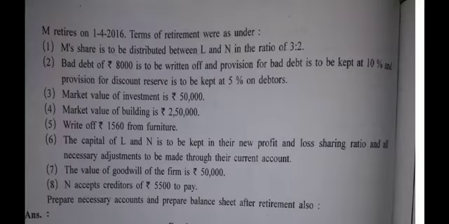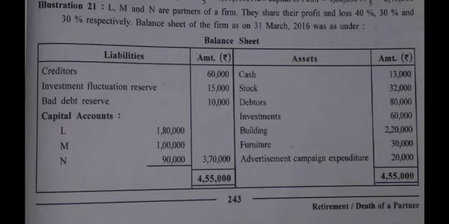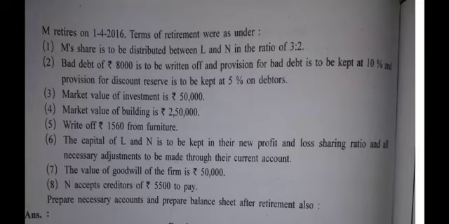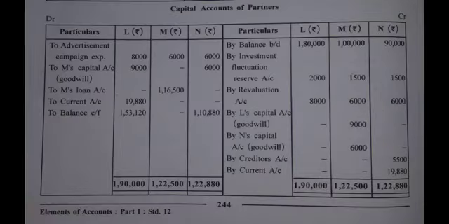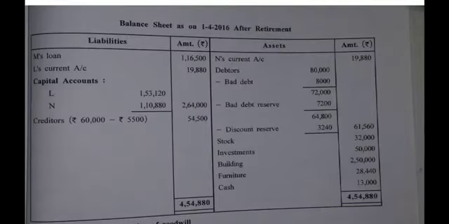And the new value will be written in new balance sheet. Before that, let us check what is its old value. Furniture is 30,000, and of which 1,560 is to be written off. So the new value is 30,000 minus 1,560, which is 28,440, just below the building on asset side of new balance sheet. Is that clear? Okay.